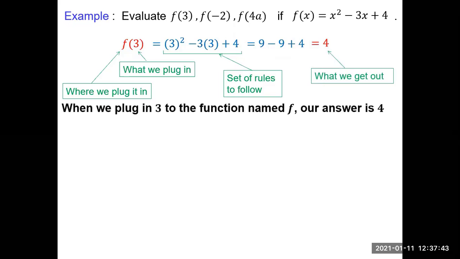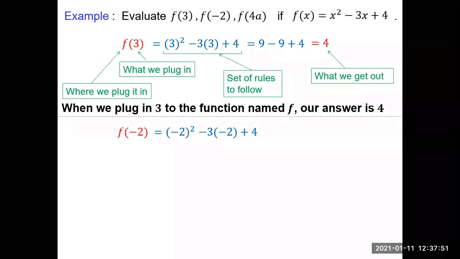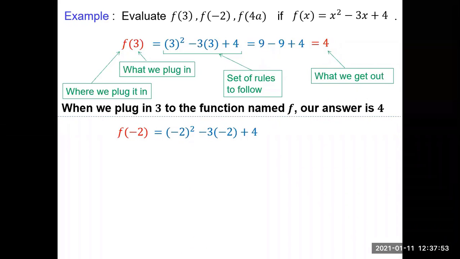Let's take a look now at what happens when we use f of negative 2. Well, it's going to be the same idea, except that now we're replacing all of the inputs with negative 2. And we're applying the order of operations again. Negative 2 times itself is 4. Negative 3 times negative 2 is positive 6. So when I now add these results, I finally get an answer of 14, which again simply means that if I go to the function named f and replace the input with negative 2, my output will become 14.